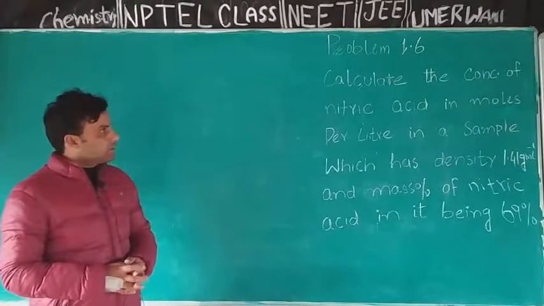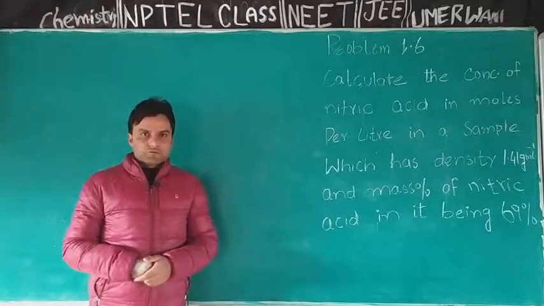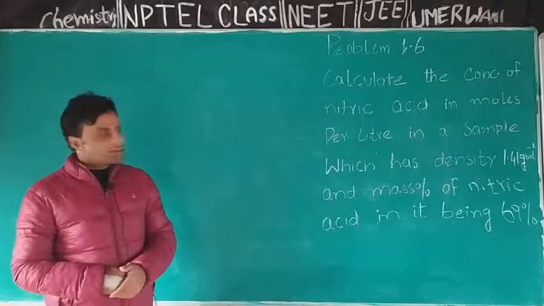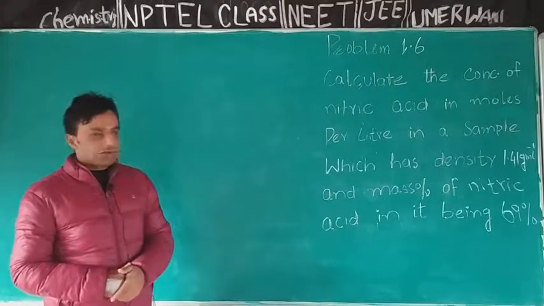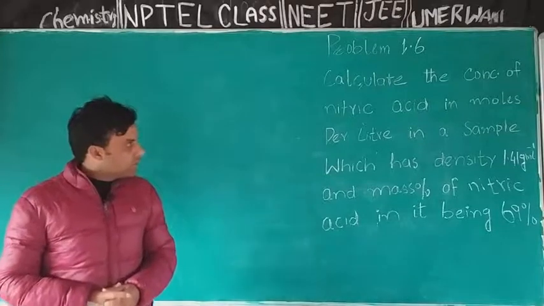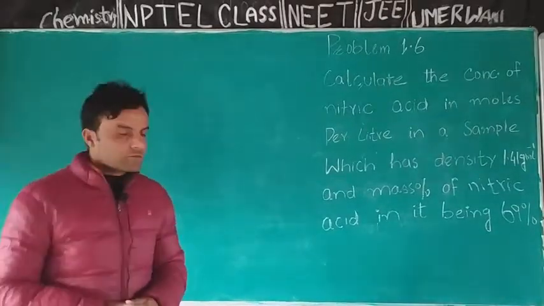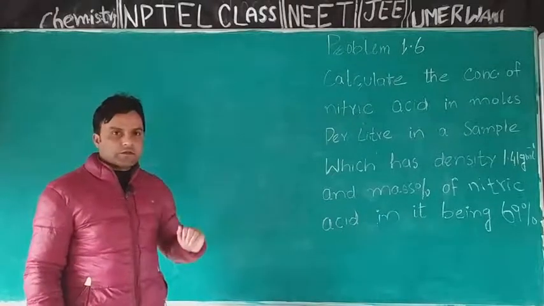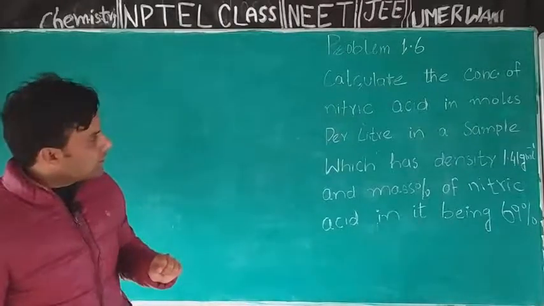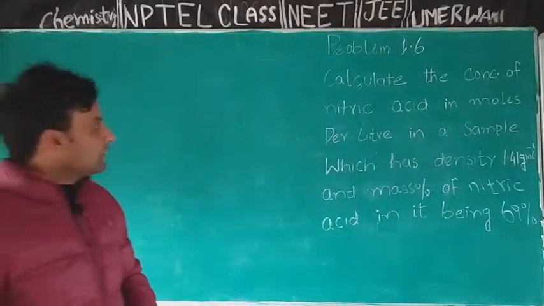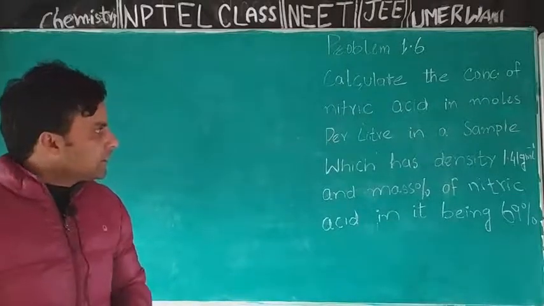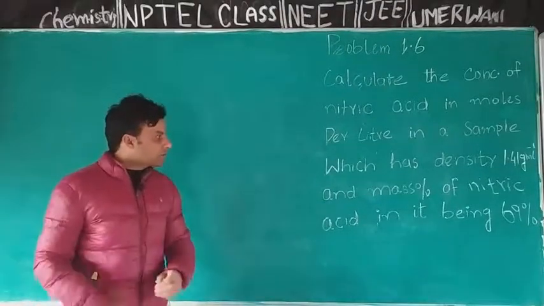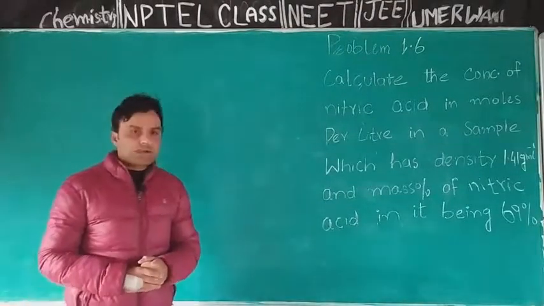But in today's problem we have to calculate the concentration of nitric acid in moles per liter, in a sample which has density 1.41 gram per ml and mass percent of nitric acid in it being 69%.